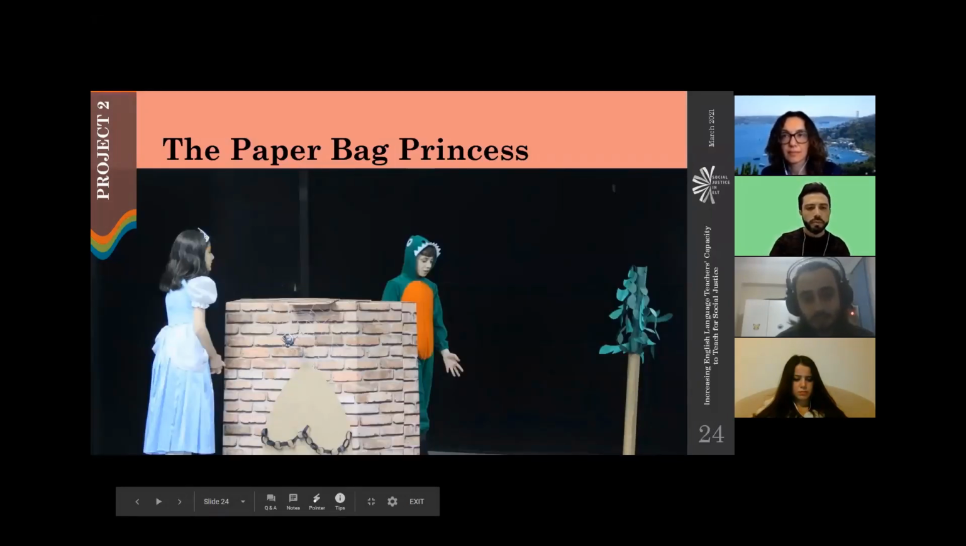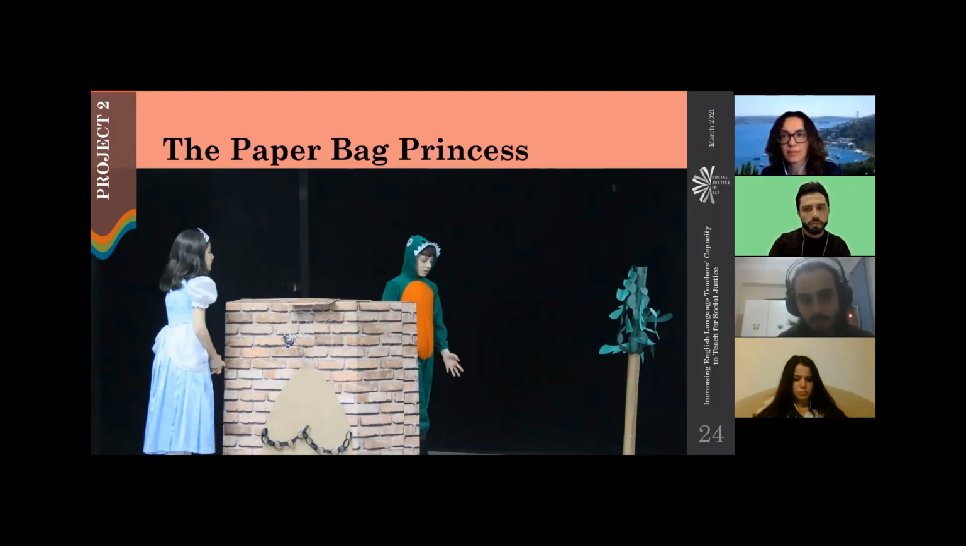Well, this picture is from The Paperback Princess. As you can see, there is a princess, a dragon, and the materials: the castle, the spider web, and the trees. So I've set this stage.